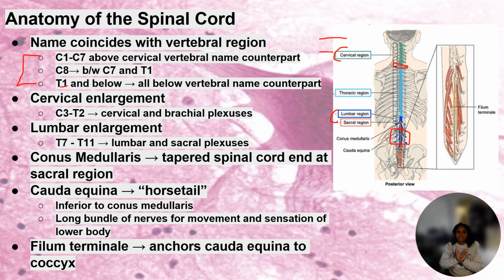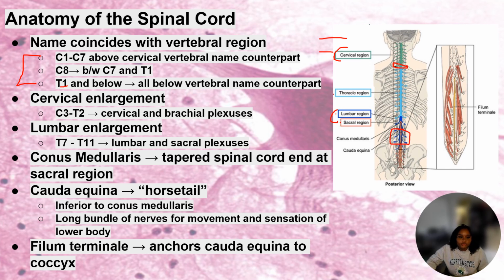And then right after that, there's this bundle of nerves that are long and projected right after the conus medullaris. And that's called the cauda equina. It looks like a tail, so it's called cauda equina because it is Latin for horsetail, because it looks like a horsetail. But it's pretty much responsible for the movement and sensation of your lower body.